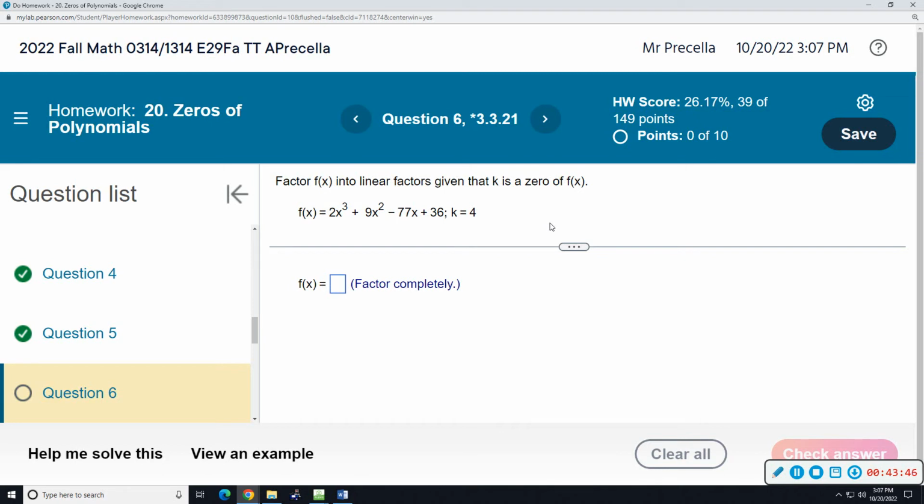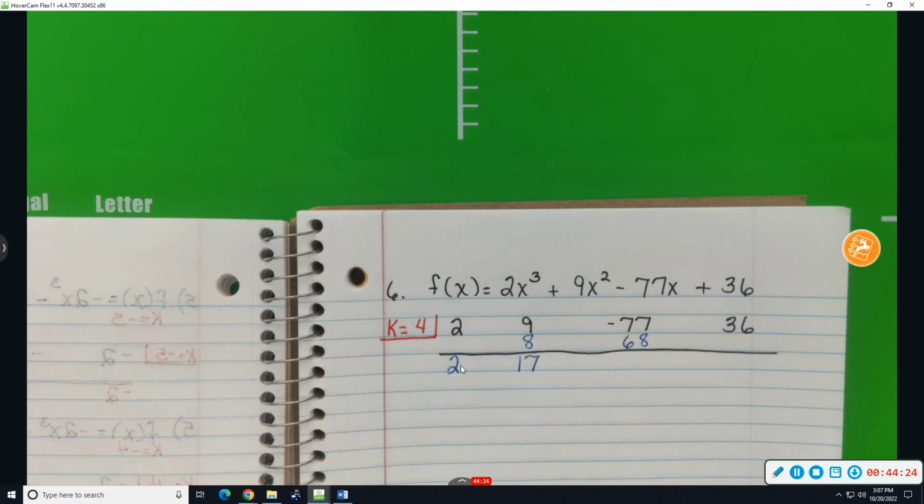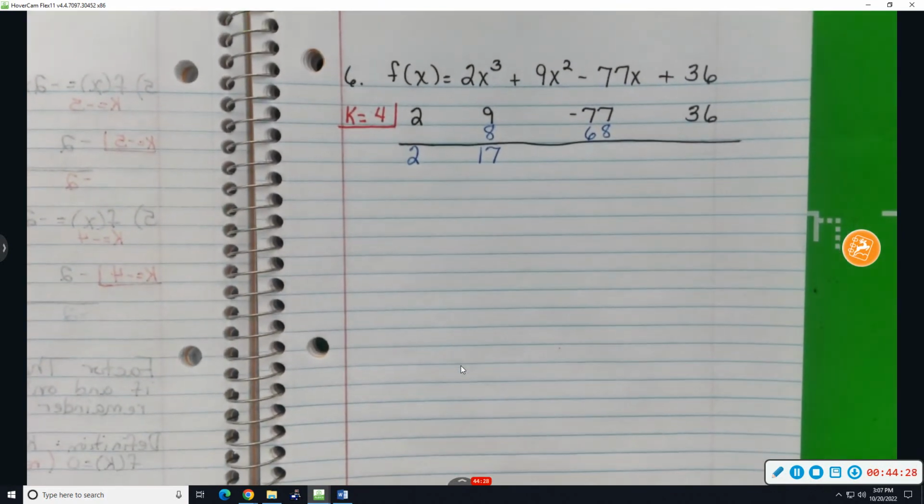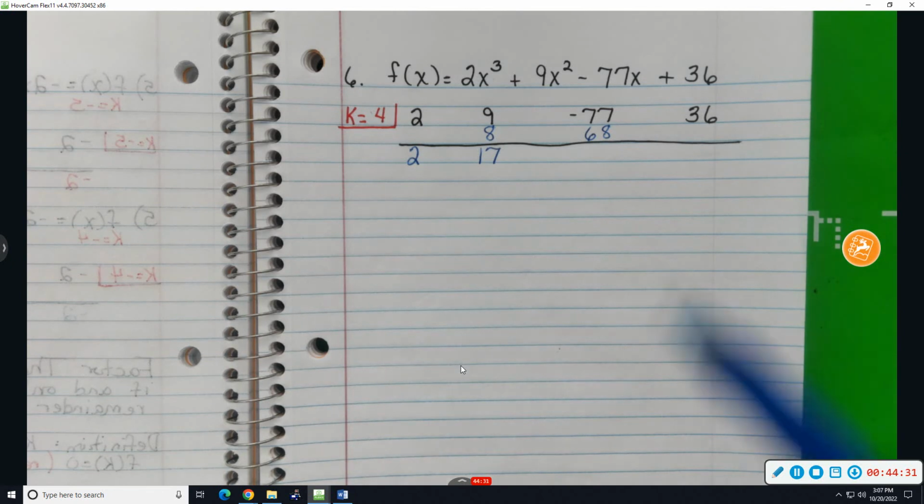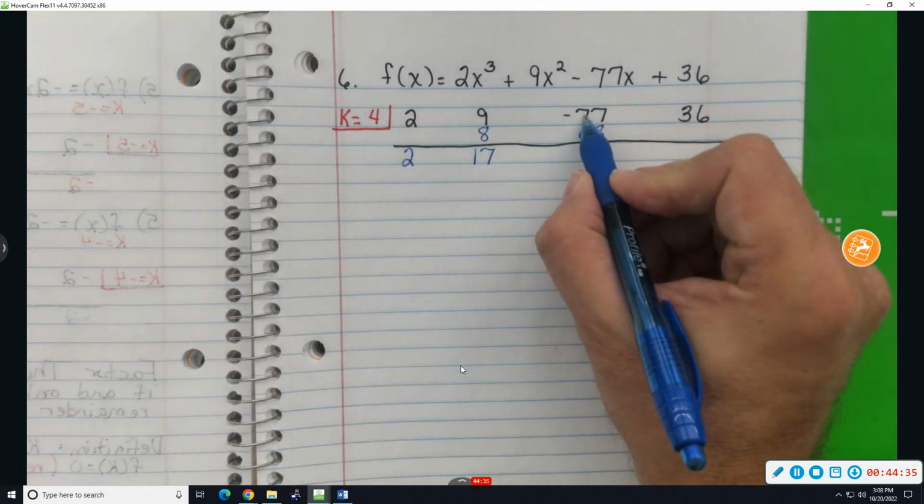I'm going to set up my synthetic division. Okay, so carry down the 2. 2 times 4 is 8. 9 plus 8 is 17. 17 times 4 is 68. Yeah, that would make sense. Oh, wait, I'm forgetting that. Oh, I was going to see how long it would take for you to notice. Okay, yeah, that would be negative 77 plus 68, and the answer would be negative 9. Negative 9 times 4 is negative 36, so it would be 0.